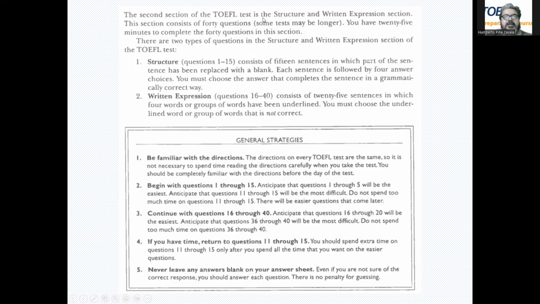The second section of the TOEFL test is the structure and written expression section. This section consists of 40 questions. You have 25 minutes to complete the 40 questions. There are two types of questions in the structure and written expression section of the TOEFL test.